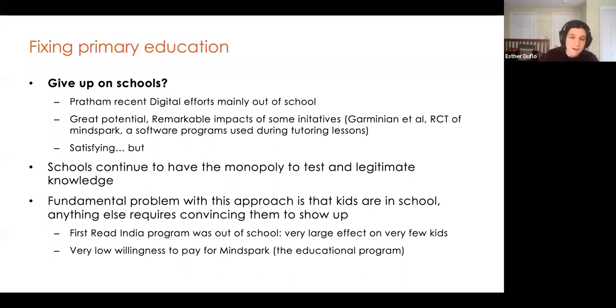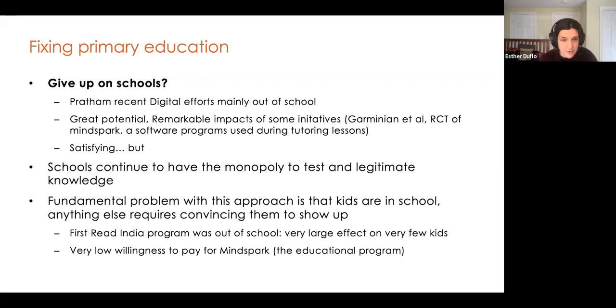So this is very satisfying because, for example, the studies of this program MindSpark, a software program used in tutoring lessons, led to really, really large impact in a way that is in principle quite sustainable, because this is done outside of the school using computers, so that can be supervised by pretty much anybody. The computers and tablets are now extremely cheap. The software is a huge fixed cost. The marginal cost is essentially zero. So you can really make great progress.